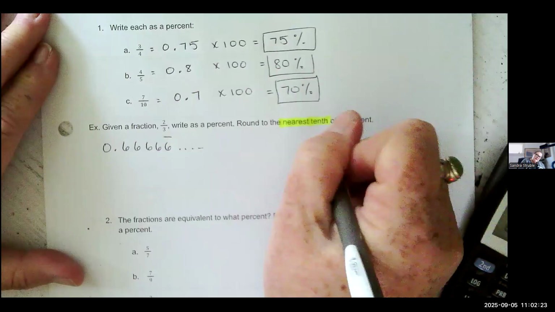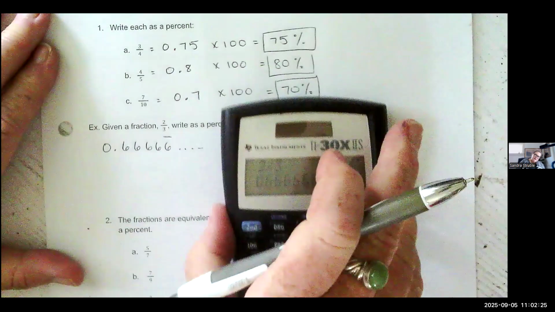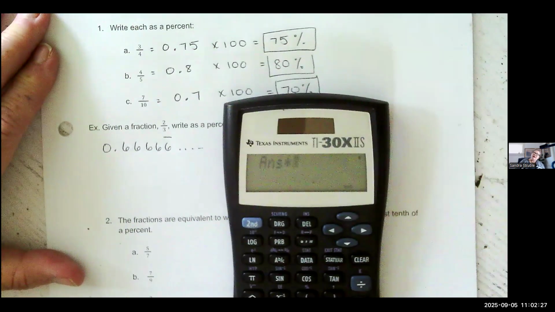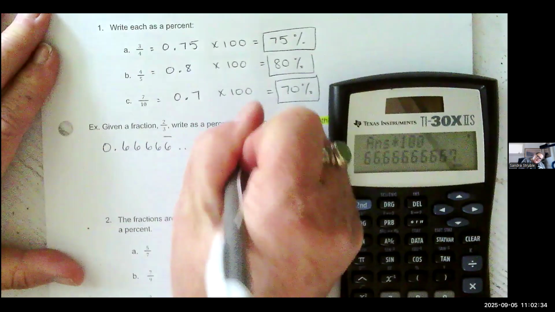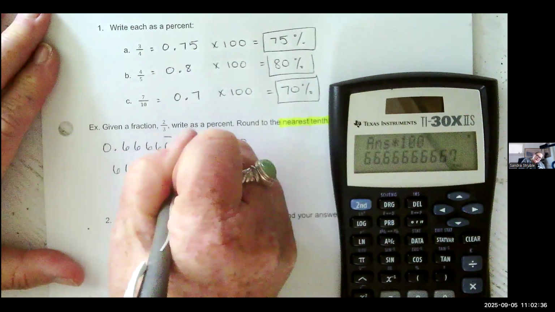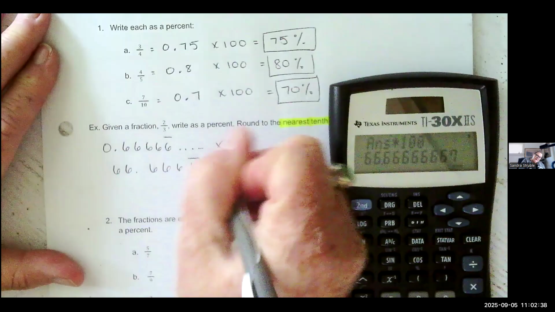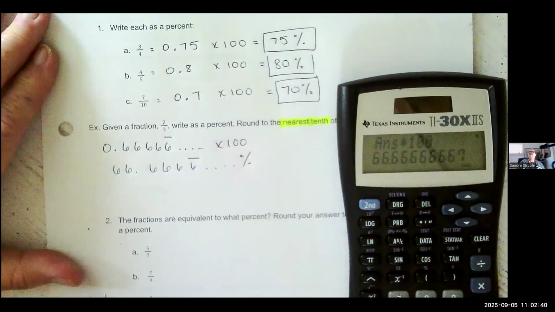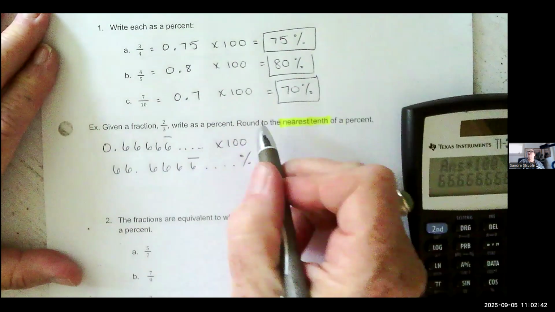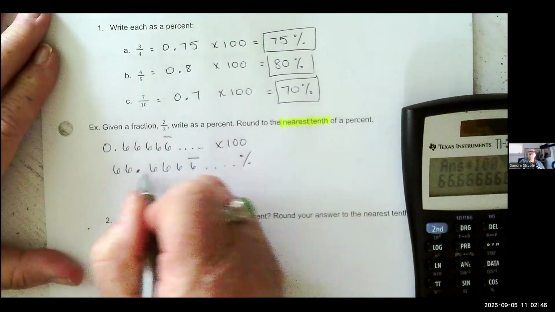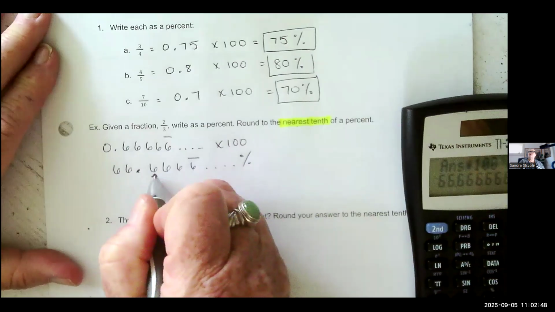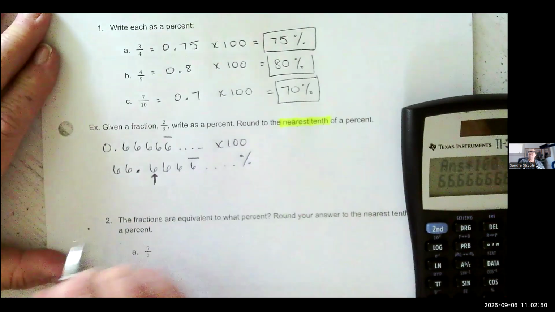And we're going to round it to the nearest tenth of a percent. First, we have to make it a percent by multiplying by 100. Okay, and I got 66.6666 continuous. Okay, and this is a percent. But they want us to round. We want to round to the nearest tenth. The tenth place is the first place to the right of the decimal. That is your tenth place.